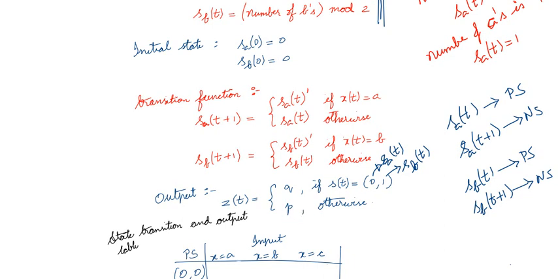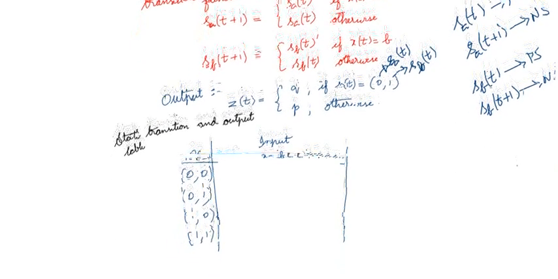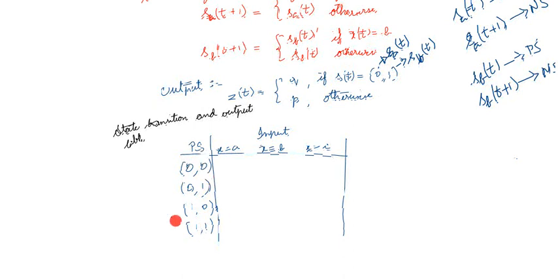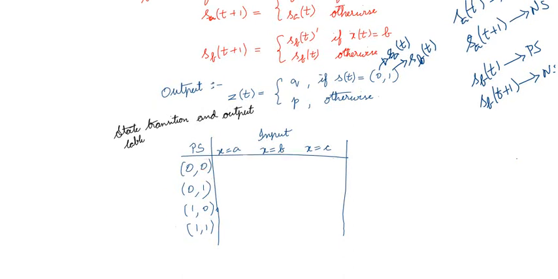Now we go into the state transition table, right? We have two state variables, that is SA and SB, so four possibilities: 0, 0, 0, 1, 1, 0, 1, 1. Remember, the first one is SA of t, the present state. This is SB of t. Now, based on the inputs, what are the input possibilities? A, B and C, right? We know the condition, so we are going to fill in the next states here.